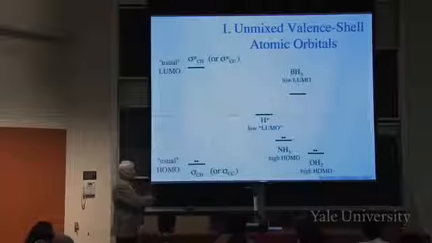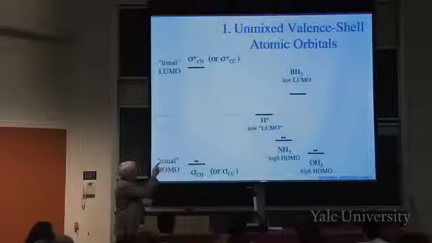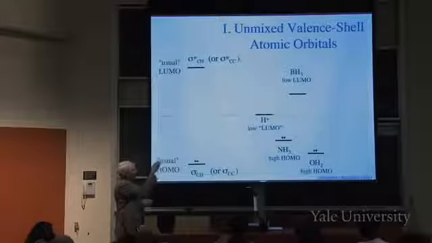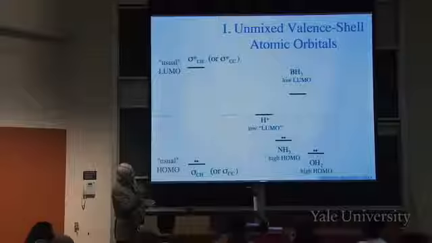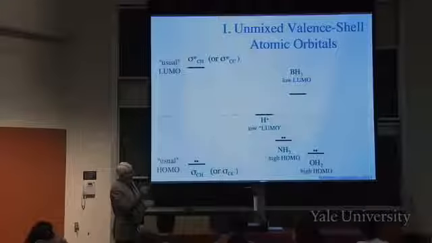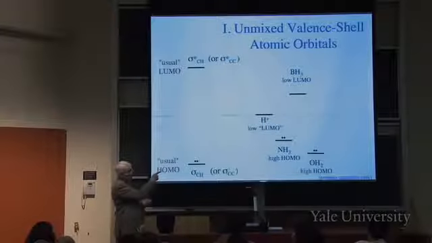NH3 is unusually high energy for an occupied orbital. BH3 is unusually low, although it's high compared to nitrogen. It's low for a vacant orbital. It's an unusually low LUMO. Nitrogen's an unusually high HOMO. Now, oxygen is lower than nitrogen.